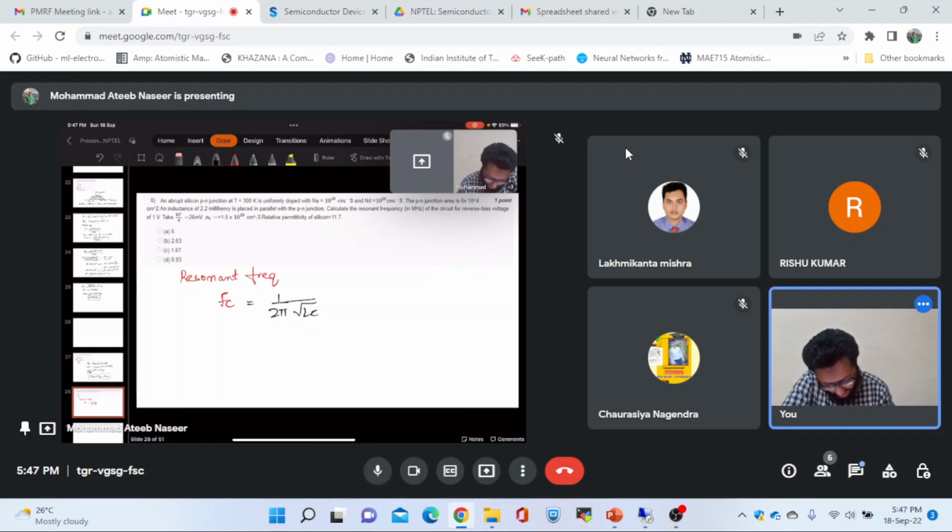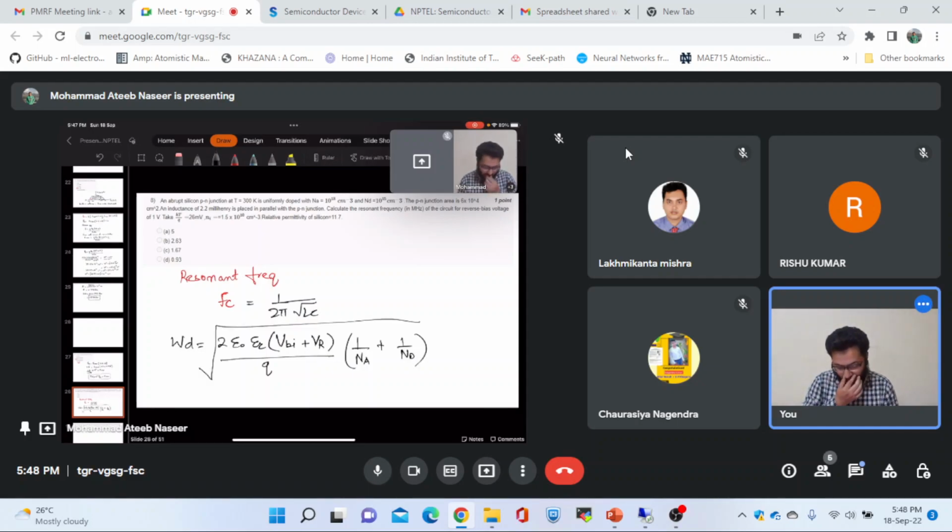Where L is the inductance and C is the capacitance. Now we have to find the capacitance of this circuit. First we find the depletion width, because the capacitance is associated with the depletion width. So this depletion width will simply be given by the square root of 2 times epsilon naught epsilon r times (VBI plus VR), where VBI is the built-in voltage and VR is the reverse bias voltage, divided by Q times (1 by NA plus 1 by ND). This whole thing will be under the square root.